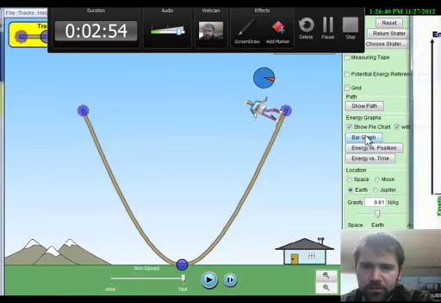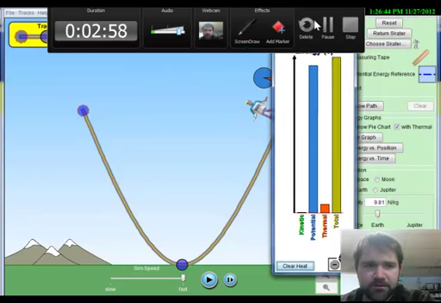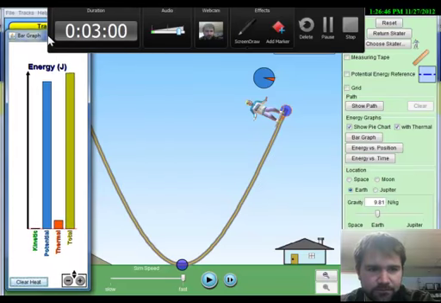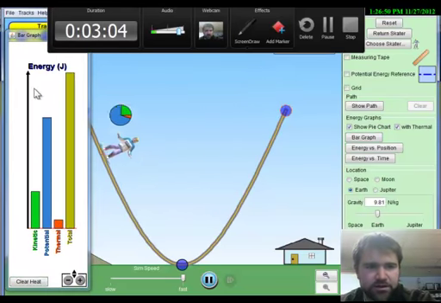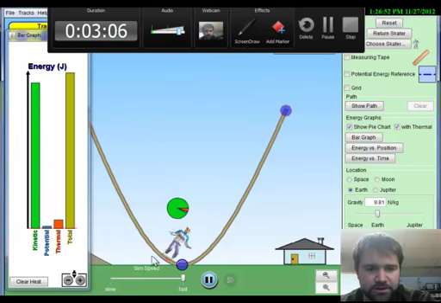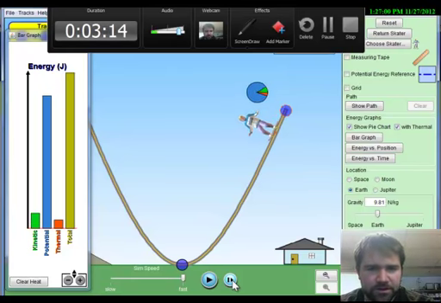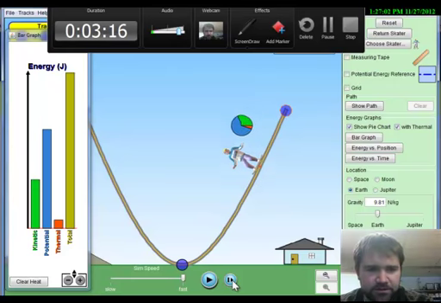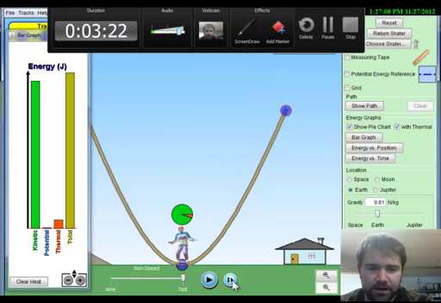Okay, let's look at that in a bar graph. It basically shows us the same thing. You can see the kinetic energy gets the highest when he reaches this midway point. Right now it's all potential energy. It's showing a little bit of thermal energy, but basically it's all potential energy. Potential energy gets smaller and smaller. Kinetic energy gets bigger and bigger. They reach the bottom when it's all kinetic energy.